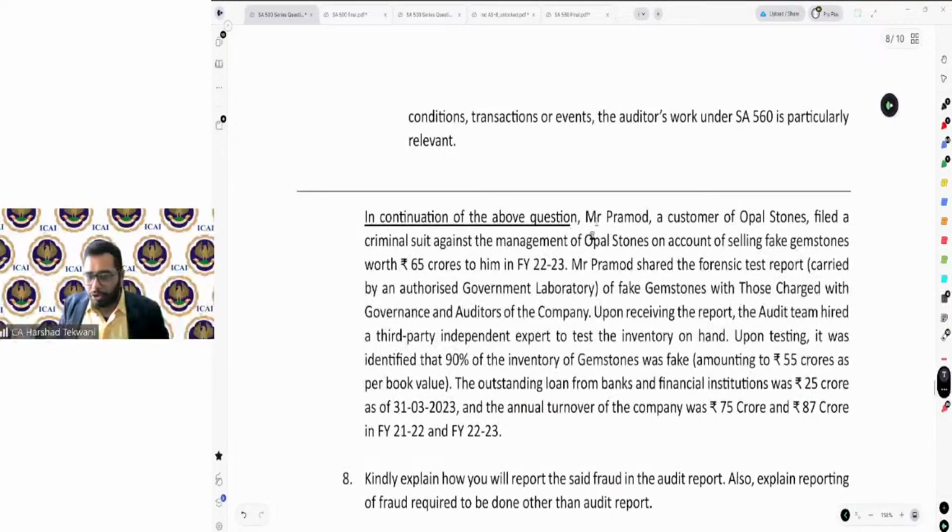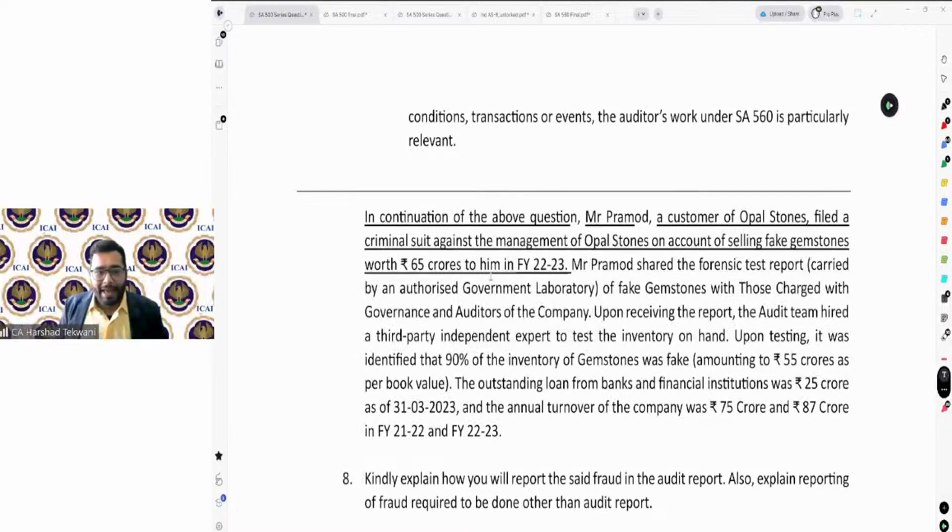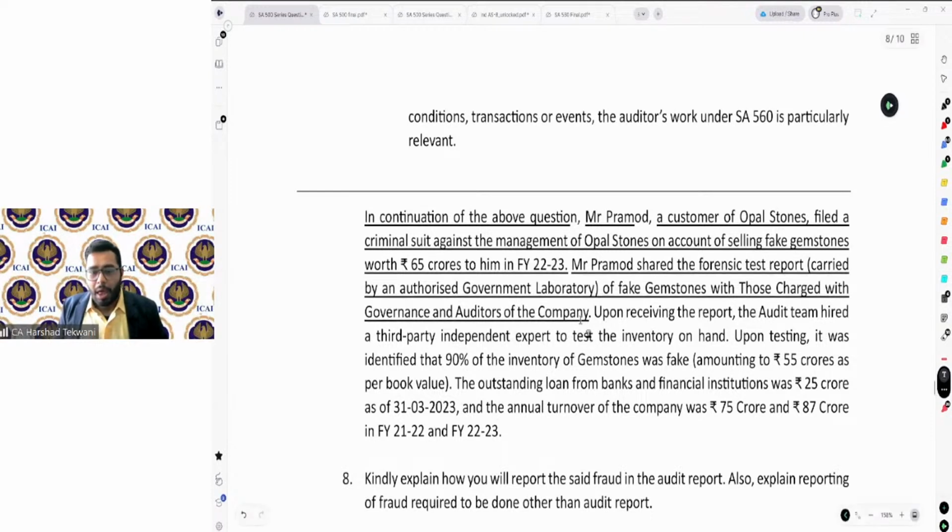In continuation of the above question, Mr. Pramod, a customer of Opal Stones, filed a criminal suit against the management of Opal Stones on account of selling fake gemstones worth 65 crores to him in FY 22-23. Mr. Pramod shared the forensic test report carried out by an authorized government laboratory on the fake gemstones with those charged with governance and auditors of the company.